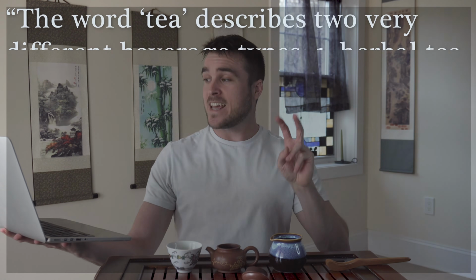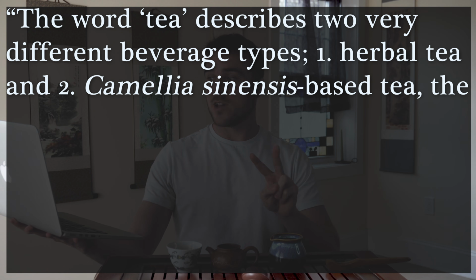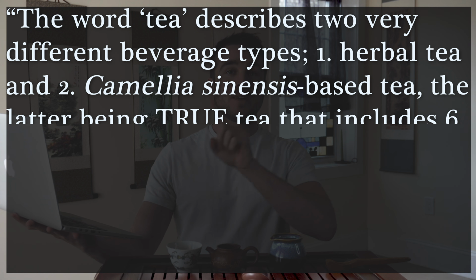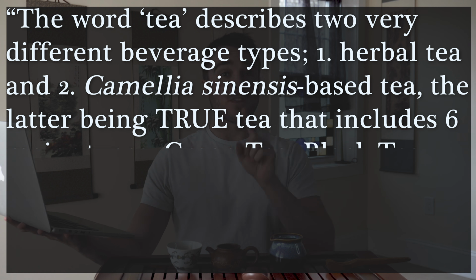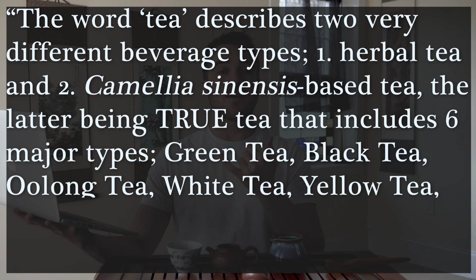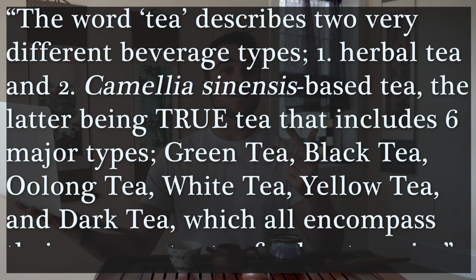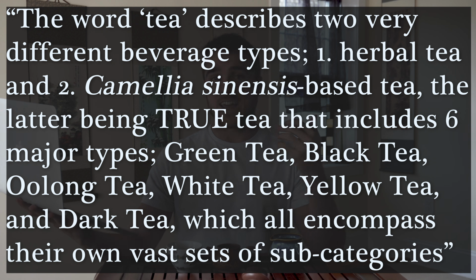The word tea describes two very different beverage types: herbal tea and Camellia sinensis based tea. The latter being true tea that includes 6 major types: green tea, black tea, oolong tea, white tea, yellow tea, and dark tea, which all encompass their own vast sets of subcategories. So that's the one-sentence summary.